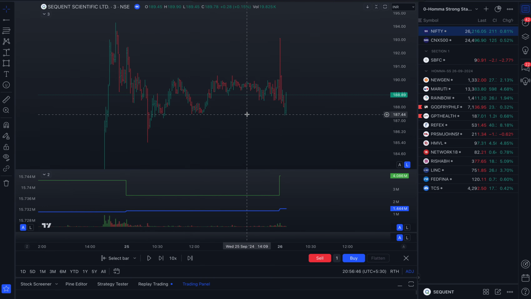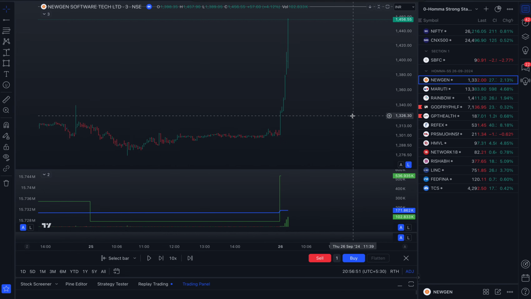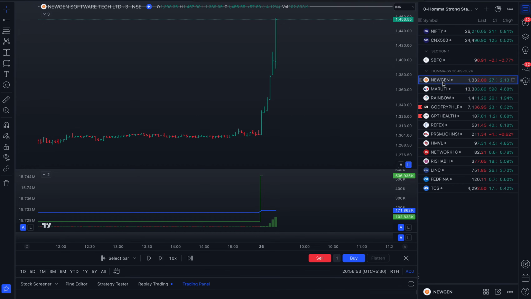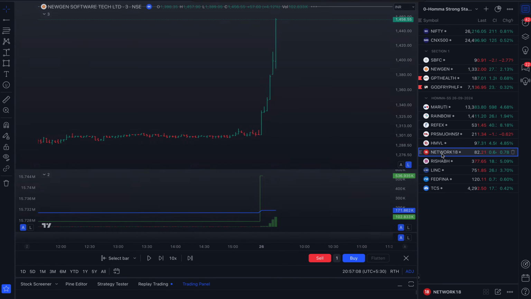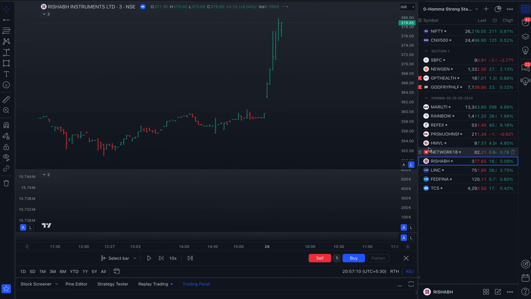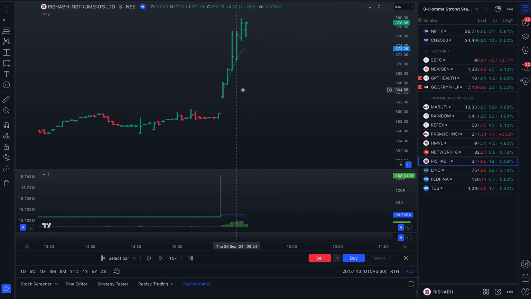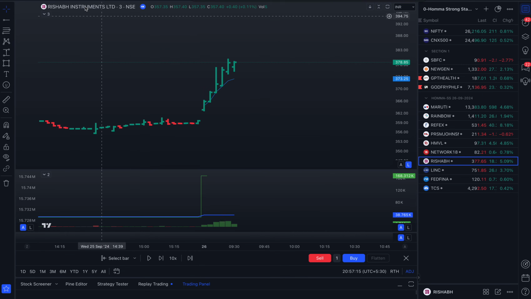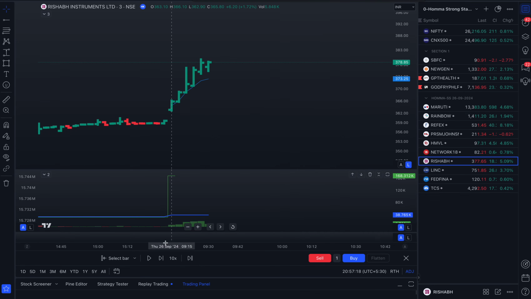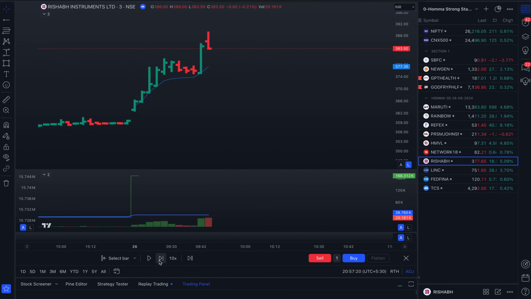I would probably not have taken Sequent because I had so many names today. So this was my strong start list. Newgen came later, from Vivek I got it, but these names were already there in the strong start list. So not all of these. I added them in ChatGPT later. Godfrey I probably added later, but there were a lot of names here. So Network 18 was there, HMVL was there, Rishabh Instrument was there in my list because this was a strong start today. So Sequent I probably would not have bought, but there would be different other names, you know.